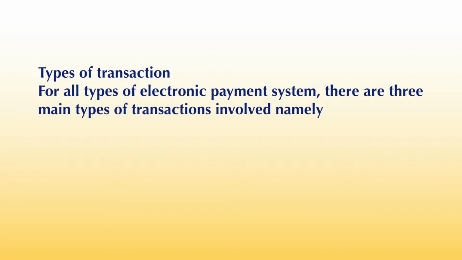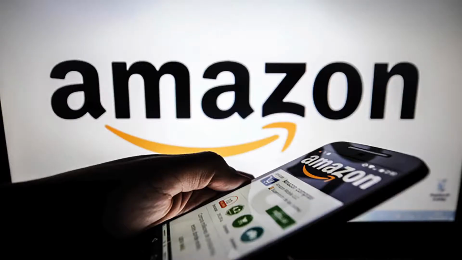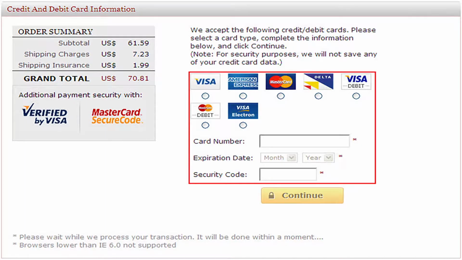Now, let's have a look at the types of transaction. For all types of electronic payment system, there are three main types of transactions involved, namely, one-time customer to vendor transaction. It is preferred when one shops online at an e-commerce site such as Amazon. When the payment card information is entered, the site processes the entered information and sends an email notifying that the payment was received.